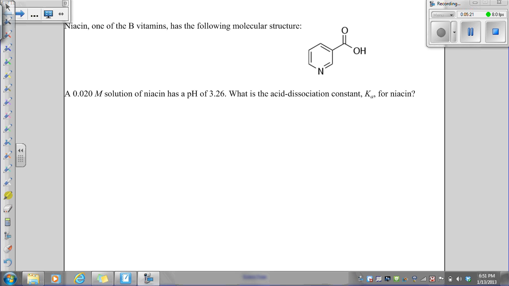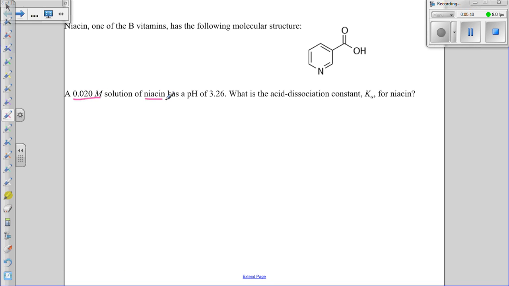Okay, the next example is the same kind of problem. So if you've got it after that first one, you don't need to watch this one. Okay, so we've got niacin. There's the structure of niacin, and it gives us a concentration of niacin. Remember, this is your carboxyl group, so this is an organic acid. They give us a pH, and they want Ka.